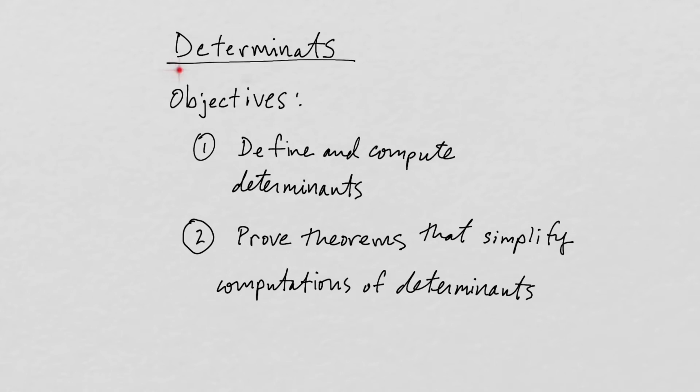This video is about determinants. We've got two objectives. We're going to define and compute determinants, and then we're going to prove some theorems that simplify the computations of determinants as well as the proofs of later theorems.